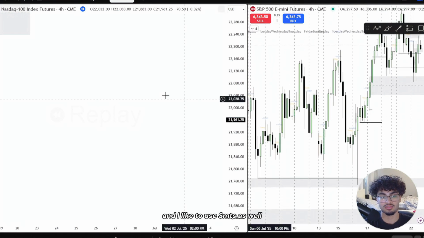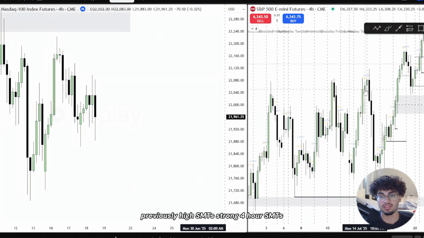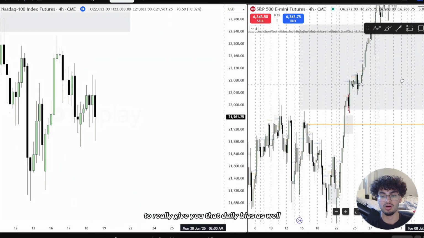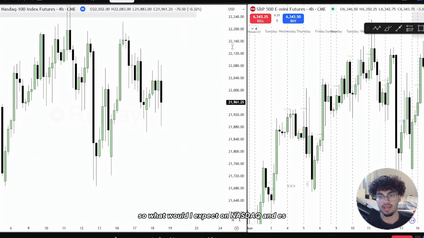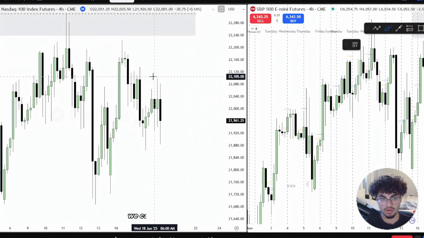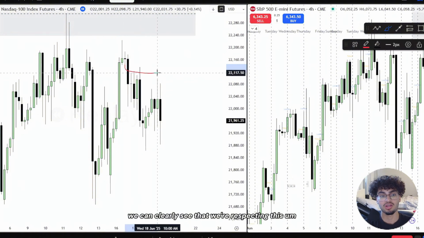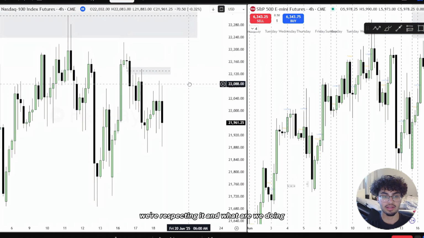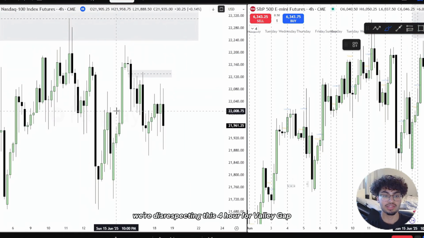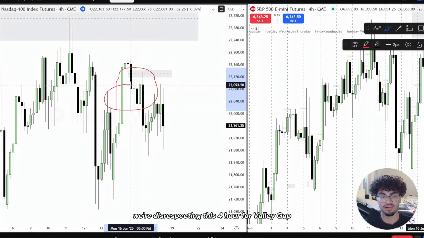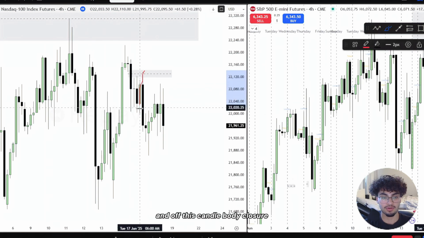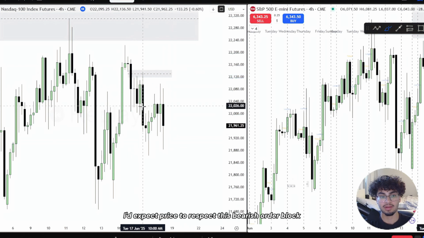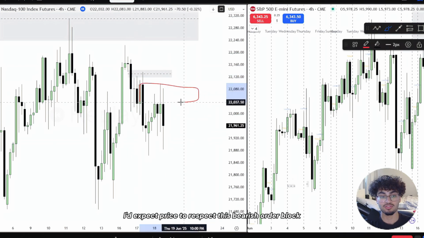And I like to use SMTs as well, previous day high SMTs, strong 4-hour SMTs, to really give you that daily bias as well. But what would I expect on NASDAQ and ES? We can clearly see that we're respecting this bearish PD array, this 4-hour fair value gap. We're respecting it. And what are we doing? We're disrespecting this 4-hour fair value gap, and off this candle body closure and this reaction out of this 4-hour fair value gap, I'd expect price to respect this bearish order block.